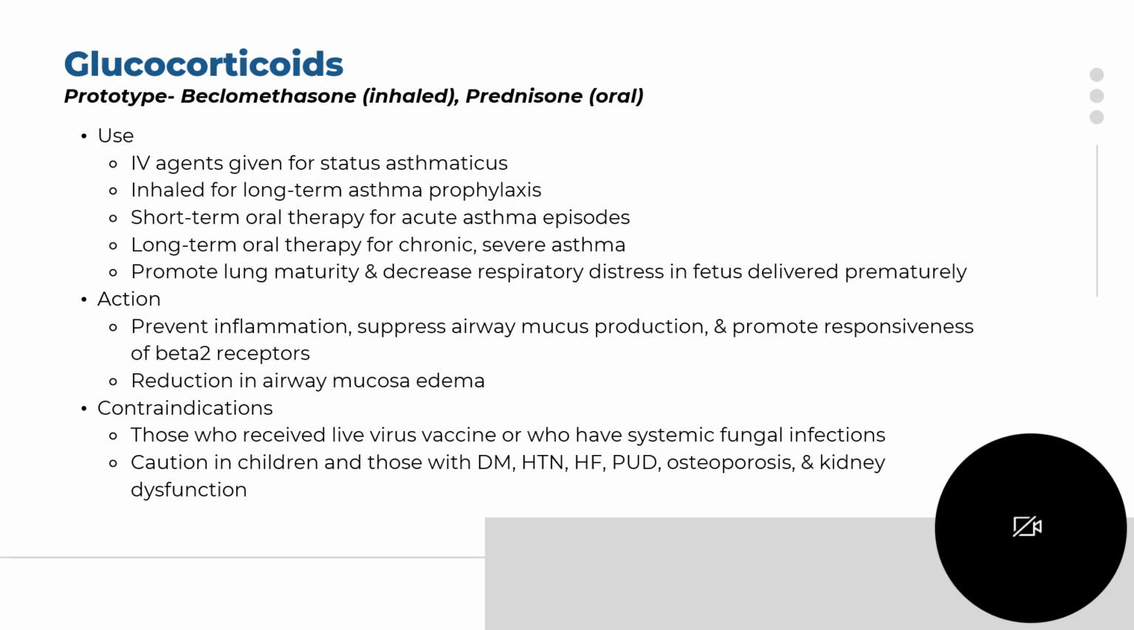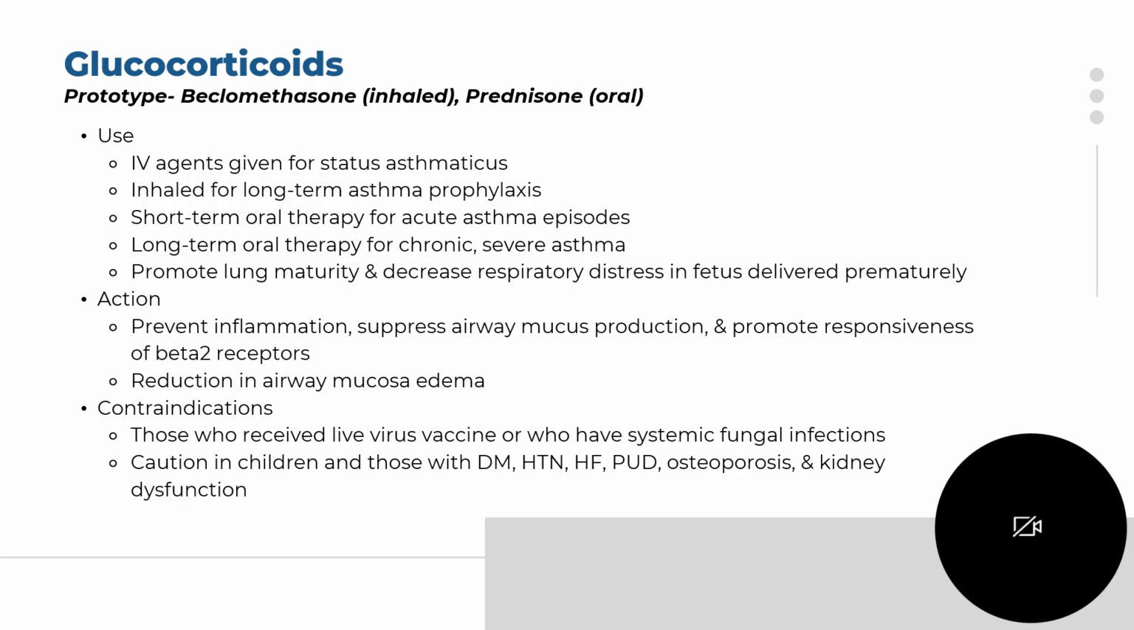It also, when babies are born prematurely, is given to help stimulate their lung maturity and to decrease that respiratory distress. So these are going to prevent inflammation, also suppress our mucus production, and then help that beta 2 work more effectively. So there is going to be a reduction in that swelling and in the mucus. Okay. So once again, if somebody is taking this, I wouldn't want to give them a live vaccine.